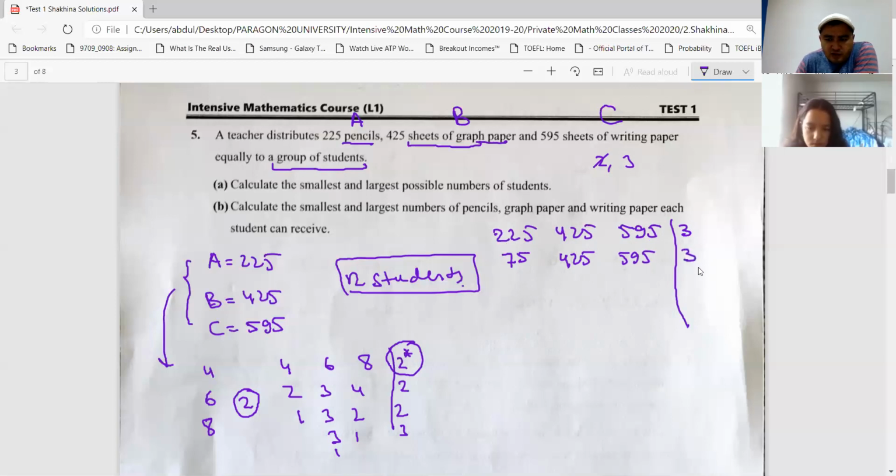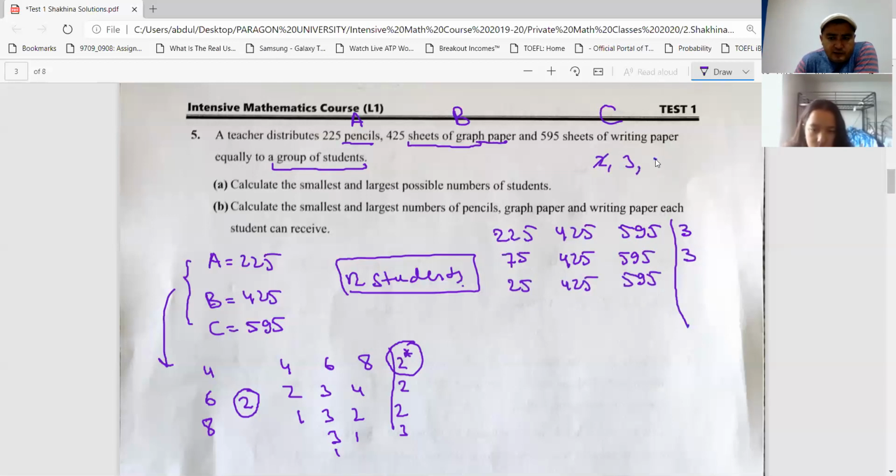Still, this number is divisible by 3, so I should divide one more time by 3. If you divide it, here we have 25. Not divisible by 3. 425 is not divisible by 3, and 595 is not divisible either. Right? Actually, these 3s divide only one of these numbers. That's why I don't put an asterisk here, and as you see, none of them is divisible by 3.